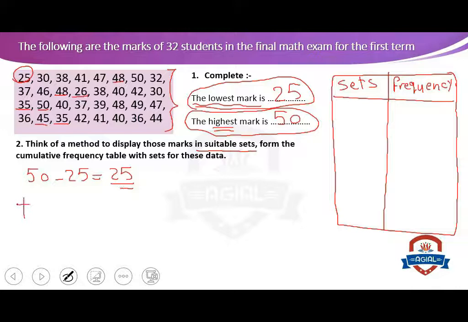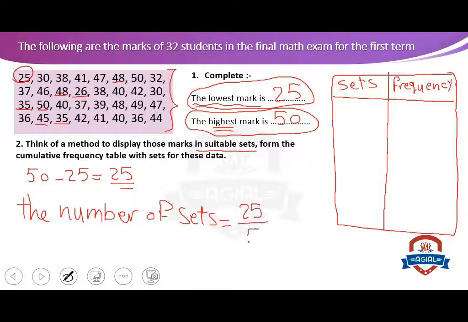So we can say the number of sets equals 25 over 5. We have 25 over 5 equals 5. So we have 5 sets. So we can draw the first row for 25 to less than 30, or to less than the second set.